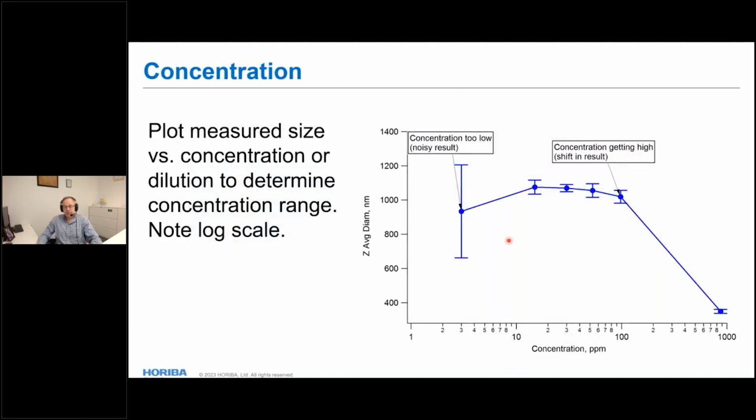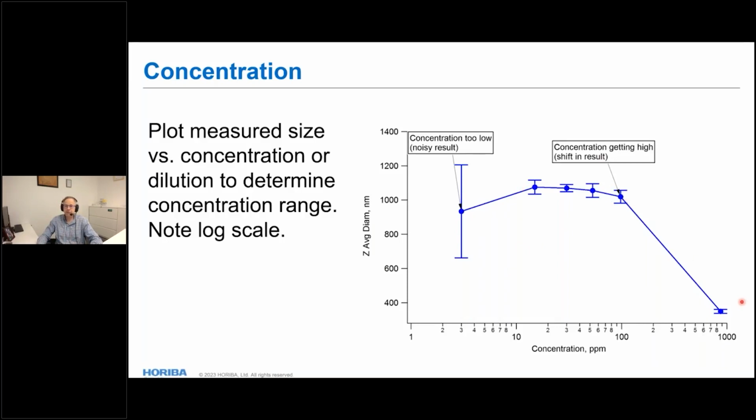You want to dial in the method, and this is going to happen particularly if you're looking at QC, where you want to do something over and over again. You might make a plot like this: measured size on the left, so Z average diameter, as a function of particle concentration or 1/4 dilution. And you'll see that you have very noisy results if there are too few particles. As you increase concentration, you have a nice flat spot. Okay, that's great. We want to operate in this decade from 10 to 100 ppm.